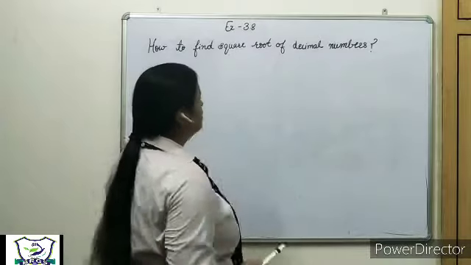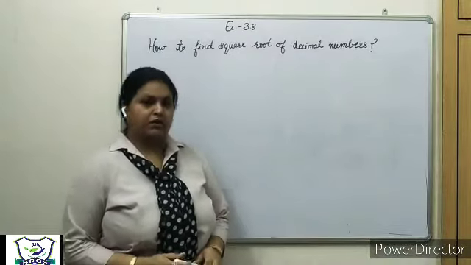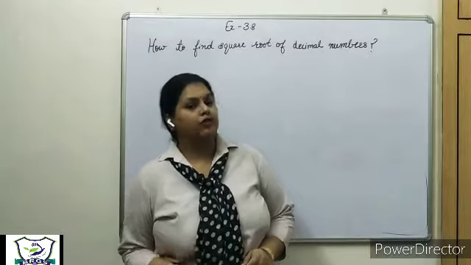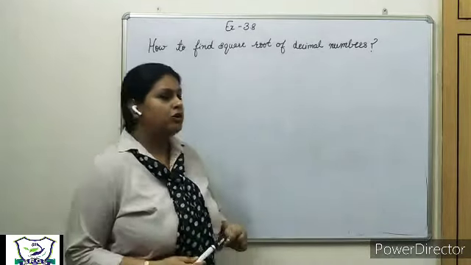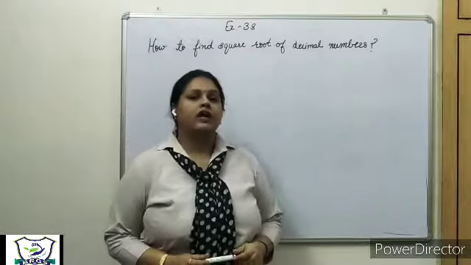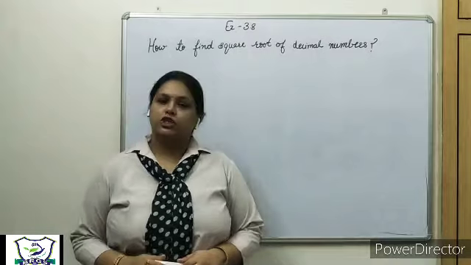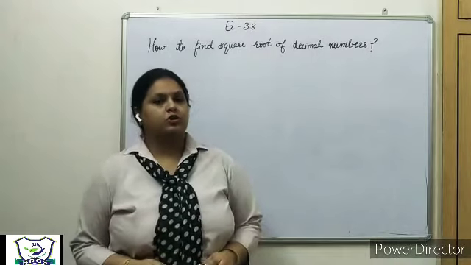How to find square root of decimal numbers. In the previous chapter you have done how to find square root of fractions. The same method you can apply to find square root of decimal numbers. But we have another method also, that is called the division method. Both the methods we will do one by one.